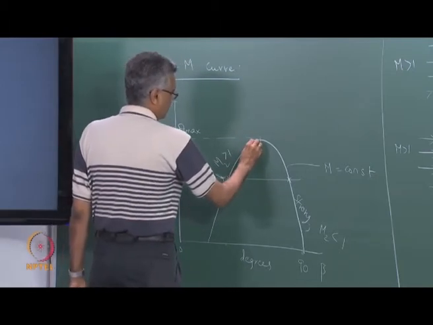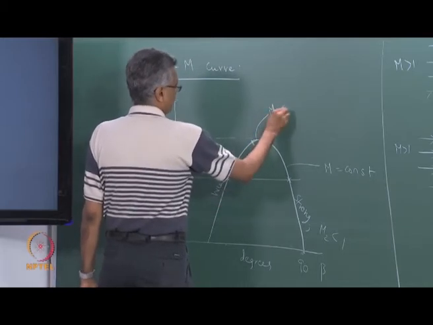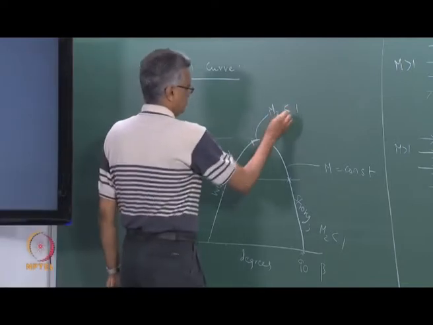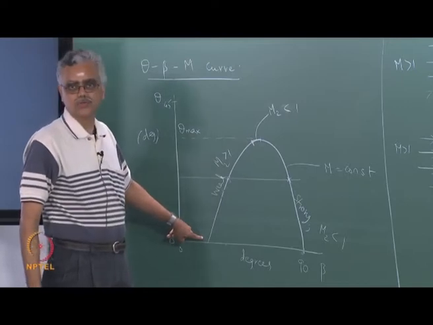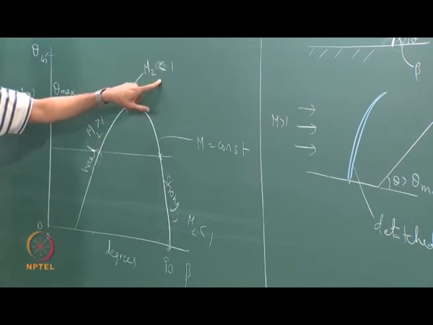So for this part of the weak shock solution, M2 is less than 1. So for the most part, M2 is greater than 1 for the weak shock solution, except when the deflection angle is close to the theta max, when M2 becomes less than 1.